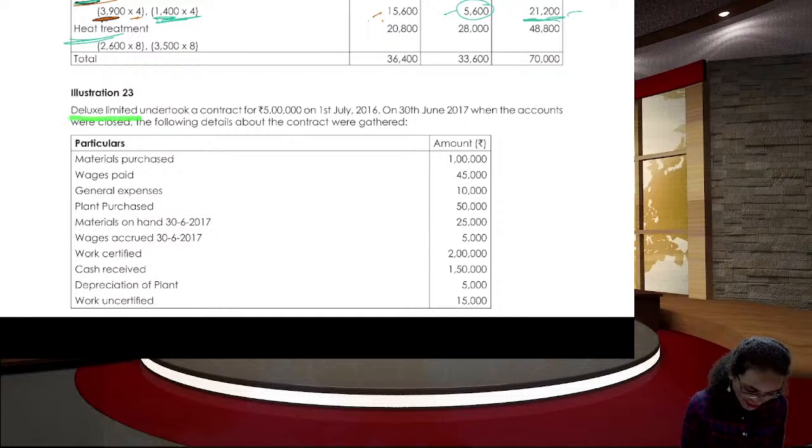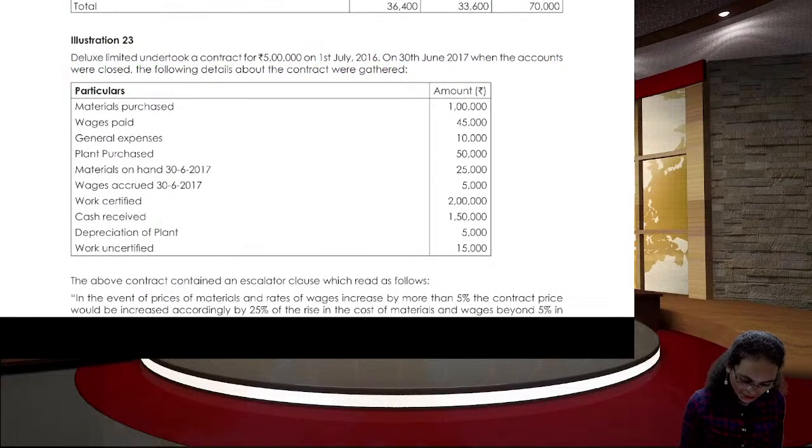Deluxe Limited undertook a contract for 5 lakhs on 1st July 2016. On 30th June 2017, when the accounts were closed, the following details about the contract were gathered. What is the information gathered? Material purchased, wages paid, general expenses, plant purchased, material on hand.